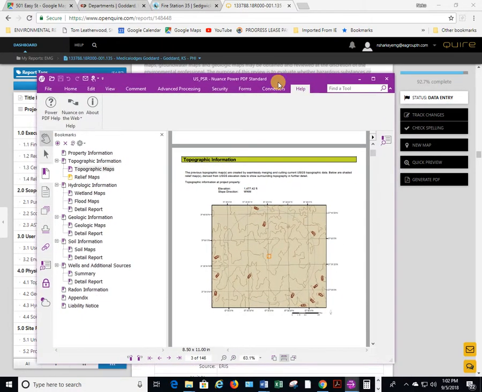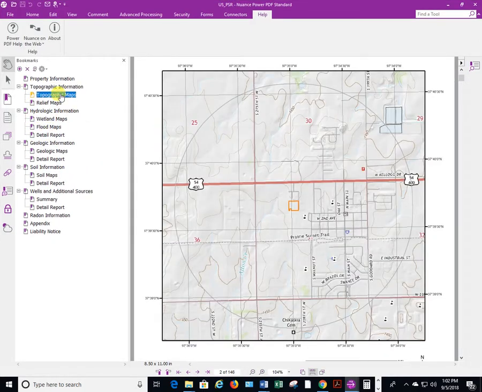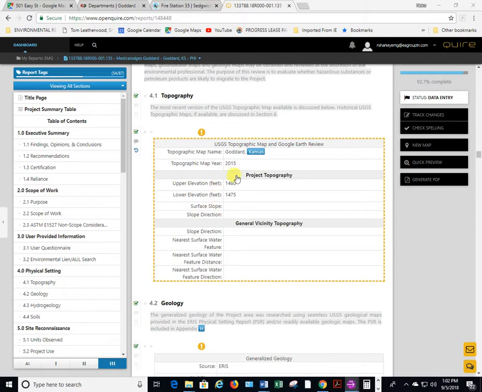Where did I get that from again? I looked at my physical setting report. Right after my topo map, the next page gave me an elevation of 1477.42, but I'm not worried about the decimal. So I'm just going to round a little bit up and round down to the nearest 5. And that's 1475 and 1480. It falls right between those two.